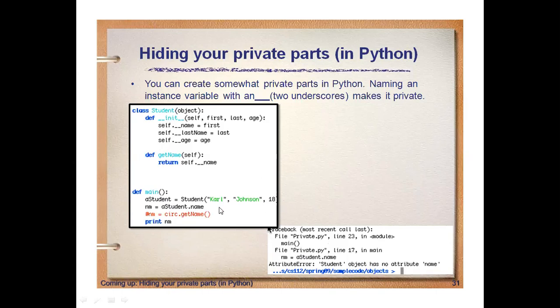Whenever I try to compile this program, I'm not able to access or pass these values: Carl, Johnson, or 18. That is, first name is Carl, last name is Johnson, and age is 18. I cannot pass these parameters from this particular function because all my parameters are private, right?